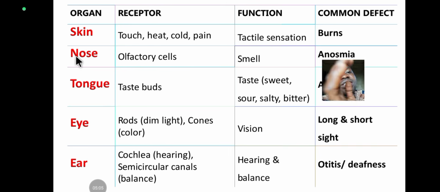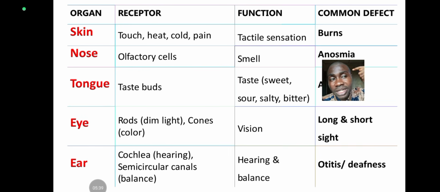The next we have here is the nose. The nose as a sense organ contains what? Olfactory cells, and olfactory cells are a kind of chemical receptor. They help detect smell. I know you know the olfactory lobe in the brain. The olfactory cell is used to detect what? Smell. The chemicals that enter go through the olfactory bulb and it passes through the nerve.